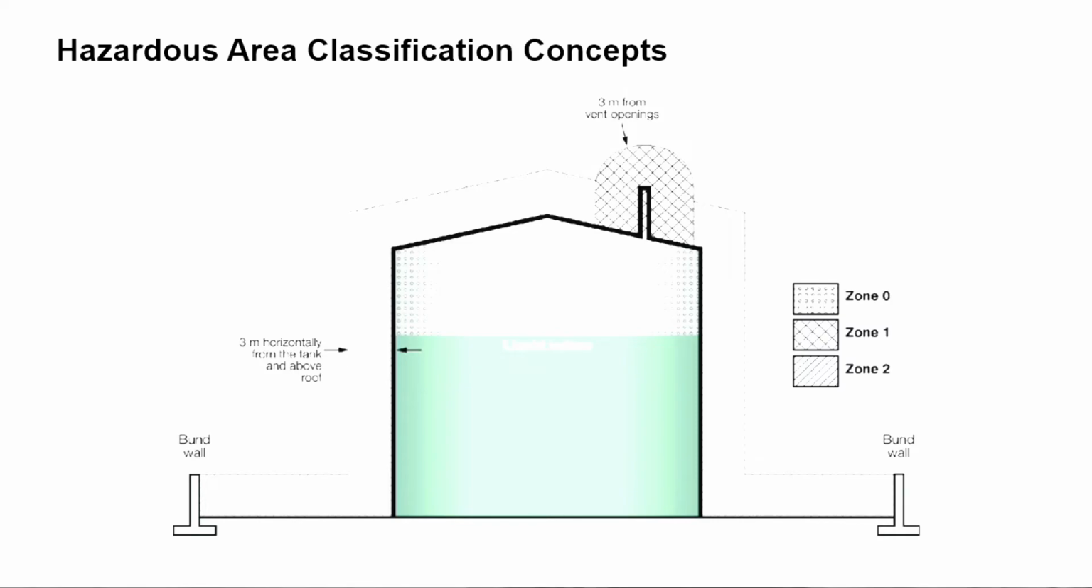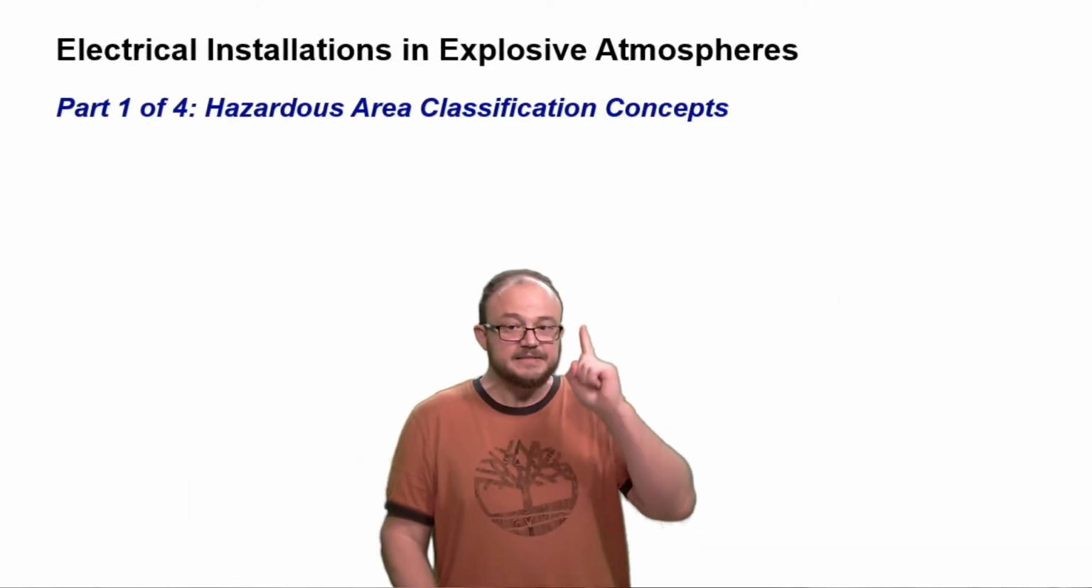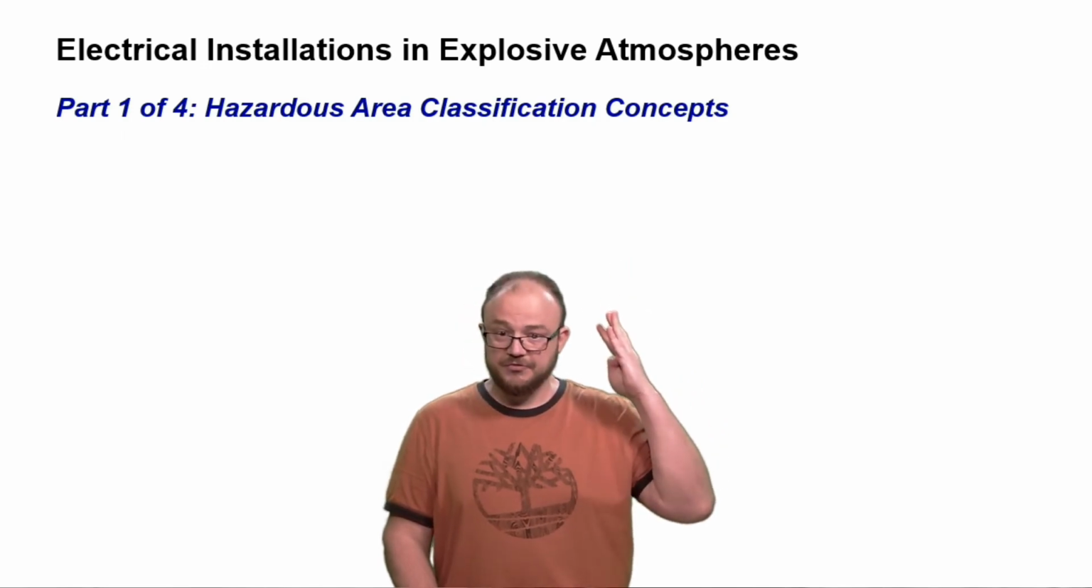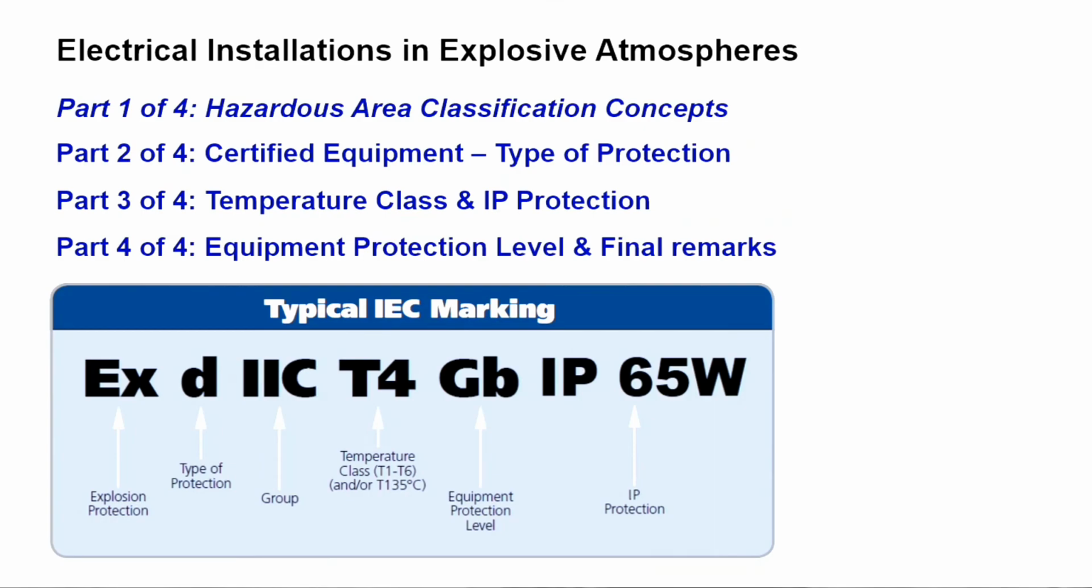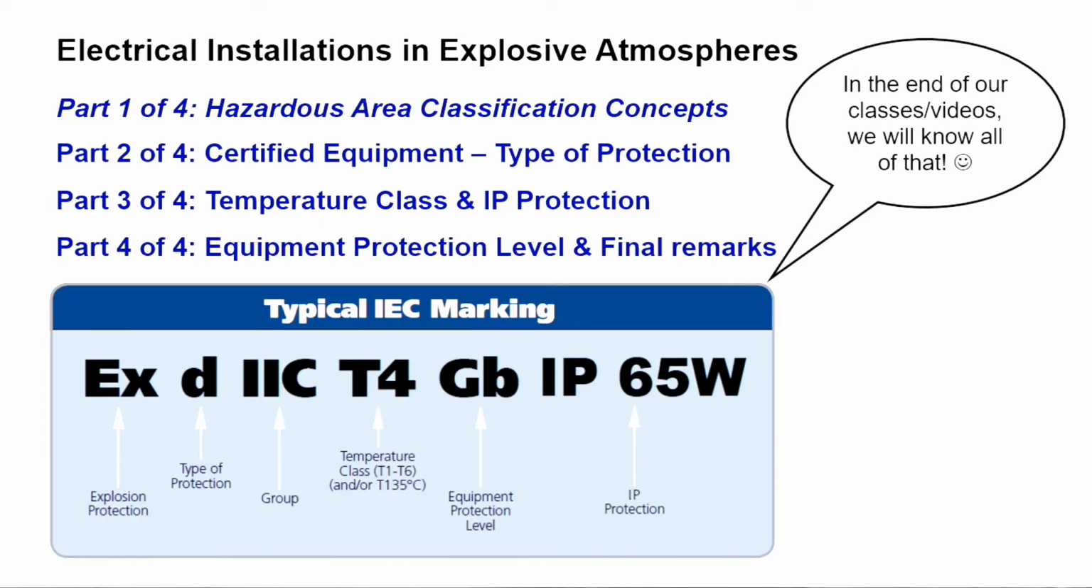And as I mentioned in the beginning, that's the first part of four classes. In the upcoming classes, we are going to talk about certified equipment, the type of protection, temperature class and IP protection, equipment protection level, and final remarks. And then we will be 100% able to understand what each of these codes here means. That's our idea at the end of these classes.